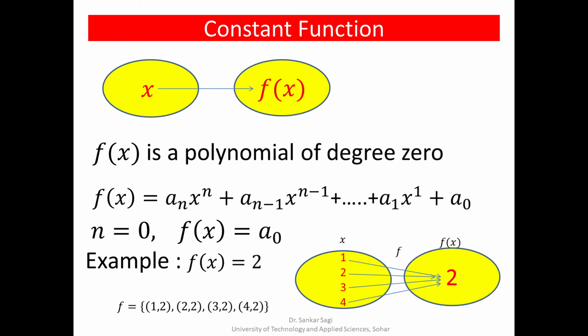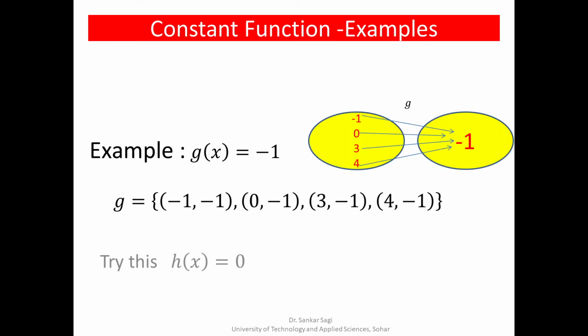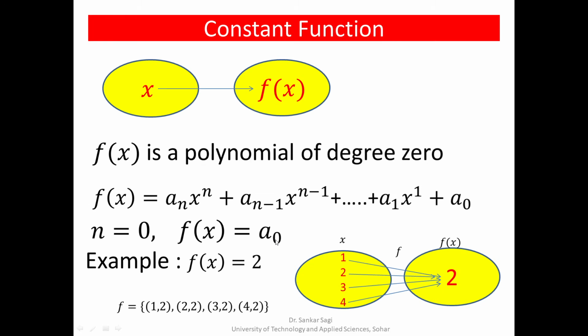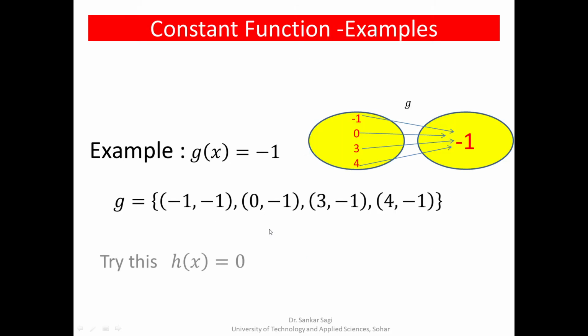Let us look at another example of a constant function. Let us take g(x) equal to minus 1. For the constant function, you can take any constant on the right hand side. So here, in place of a0, one constant, this constant can be any real number. Here I have taken in this example the constant as minus 1. So for any x value in the domain, the image is always minus 1.